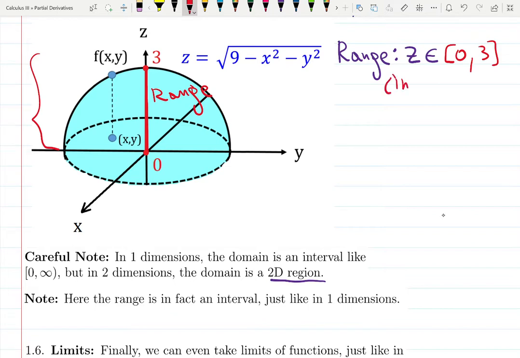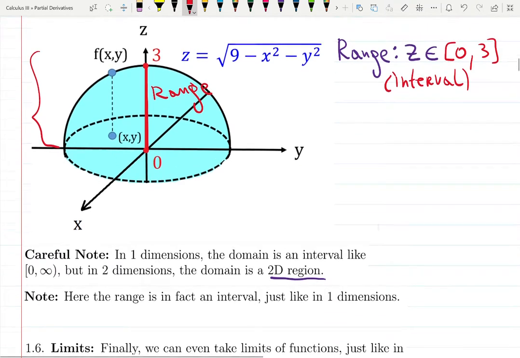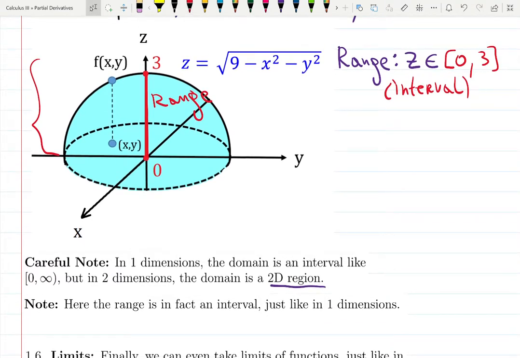Which is interesting that it is an interval, but it's not always an interval. In this case, the range is an interval. Very interesting. Now, the domain here, let's see. The domain used to be an interval before, but now it's a 2D region.